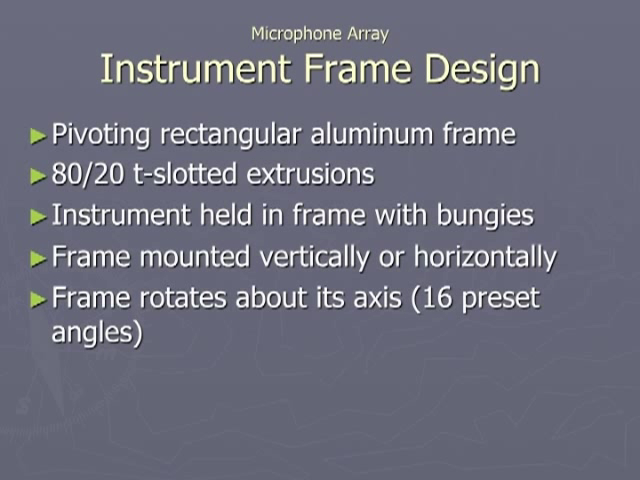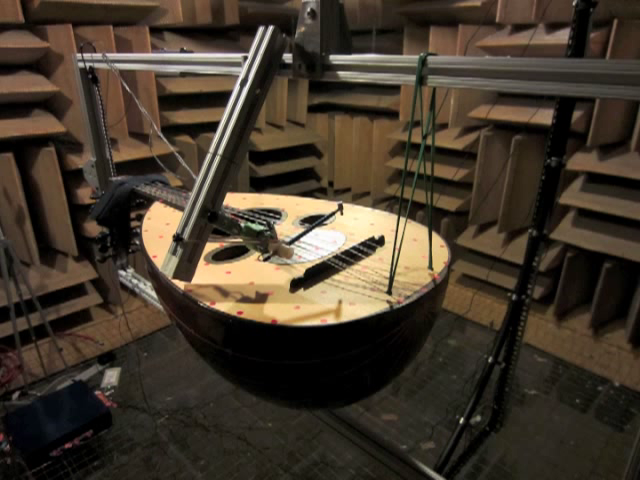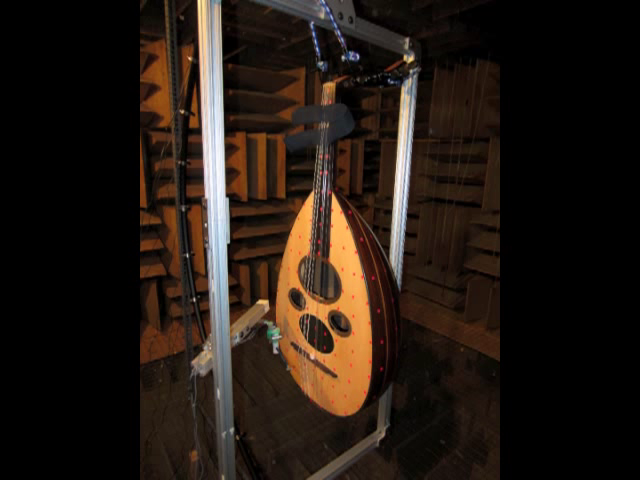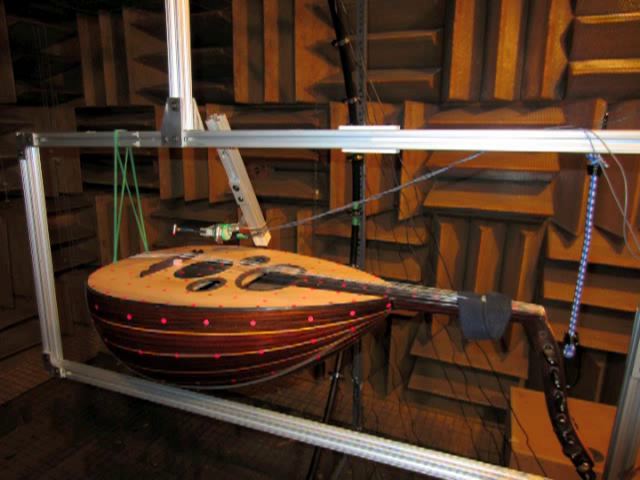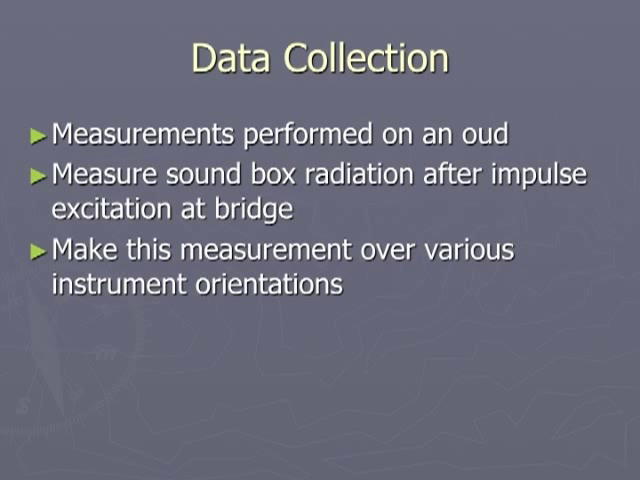To hold the instrument inside our array, an instrument frame was built out of 80-20 aluminum extrusions. The instrument will be held inside a simple rectangular frame. To ensure a vibration isolating connection, the instrument is held in the frame using bungee cords and elastic bands. The frame can be mounted either vertically, with the instrument hung from its neck, or horizontally, with the instrument hung from the string's end neck. The frame can be rotated around its support axis and can be fixed at one of 16 designated angles using a plexiglass guide. With our array built, we begin measuring instrument radiation.